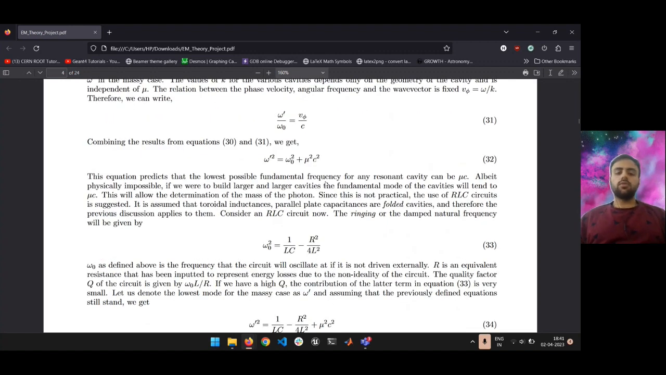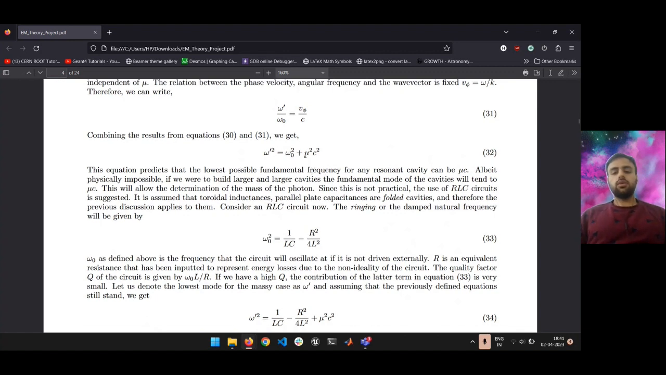So let us just try to see what this relationship is trying to tell us. Here, basically, if we are able to find a cavity such that its omega naught is 0, or tending to 0, we will be able to determine its massive photon resonance frequency, which is omega dash, and that will give us an idea about the value of mu. So how you try to get omega naught to be very small or near 0 is that you choose larger and larger resonant cavities, which is not physically feasible.